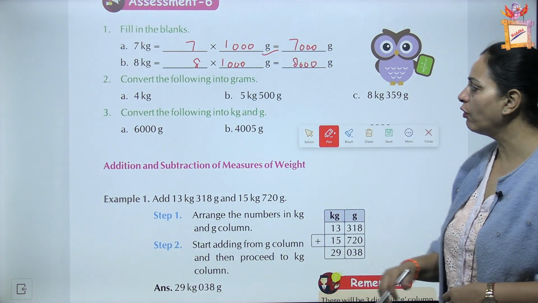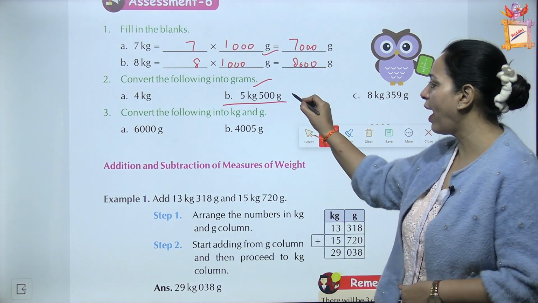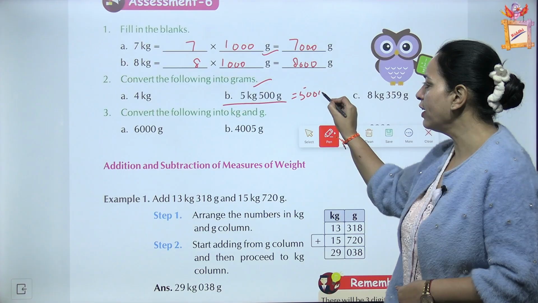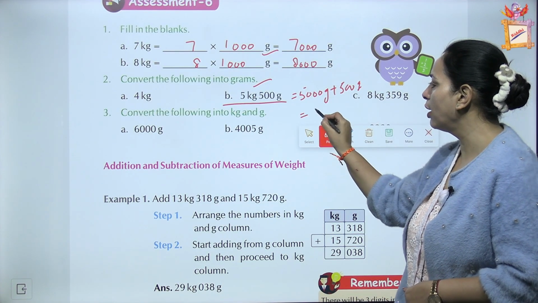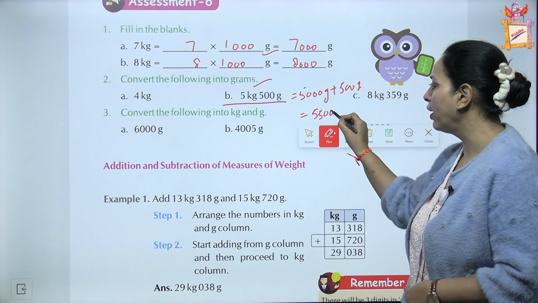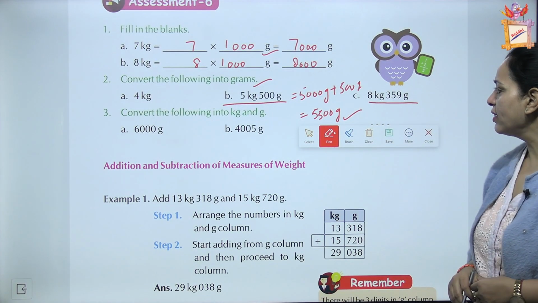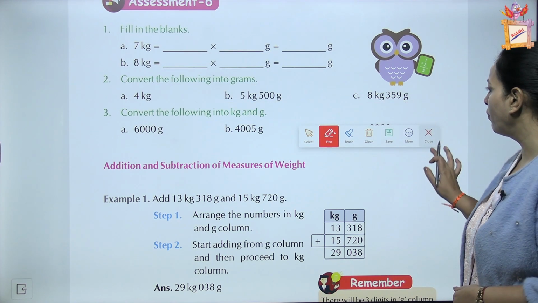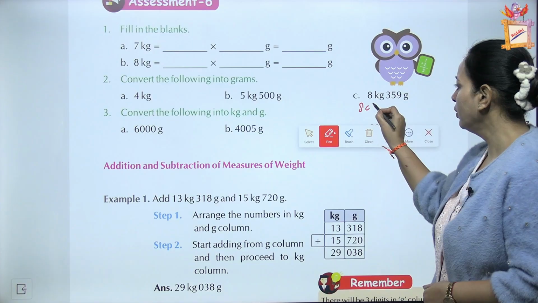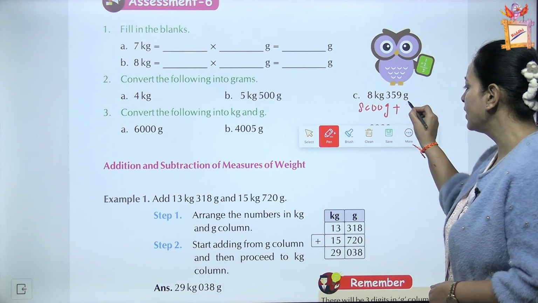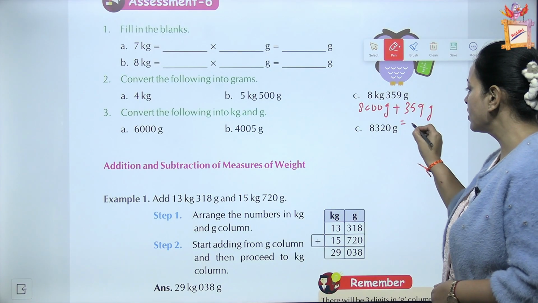The second, convert the following into grams, like B part 5 kg 500 gram. So 5000 gram plus 500 gram. This becomes 5500 gram, right? Similarly, C part 8 kg 359 gram. So 8 kg means 8000 gram plus 359 gram as it is. So what is the answer?